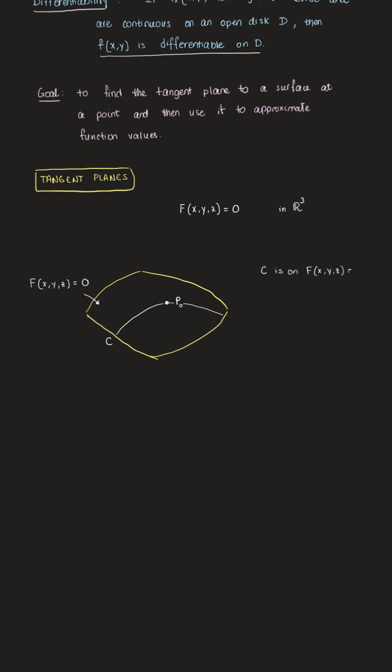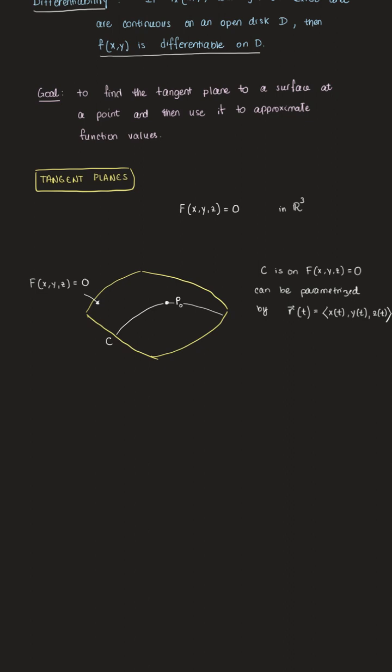and can be parametrized by a vector function. Let's call that vector function r of t. And r of t is a vector function in space whose components are x of t, y of t, and z of t.